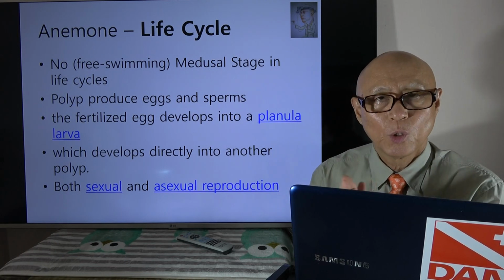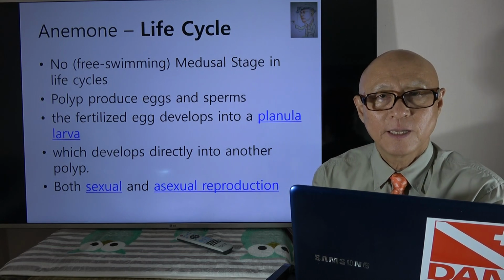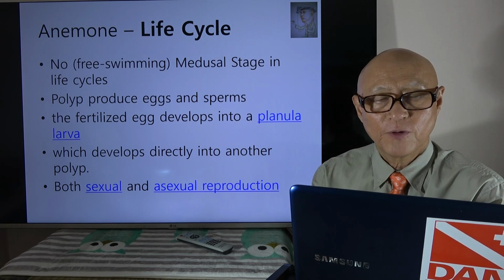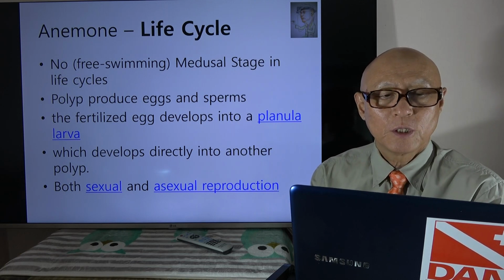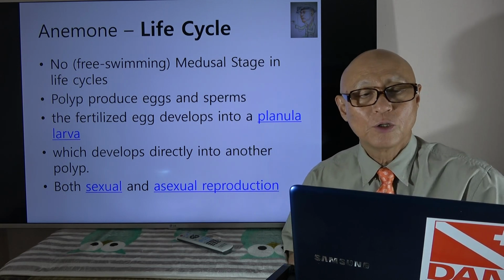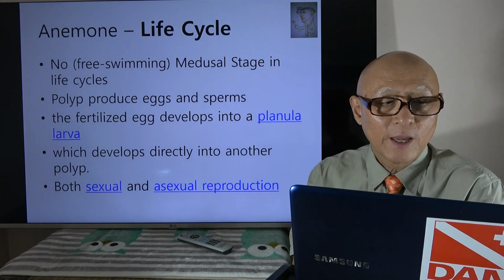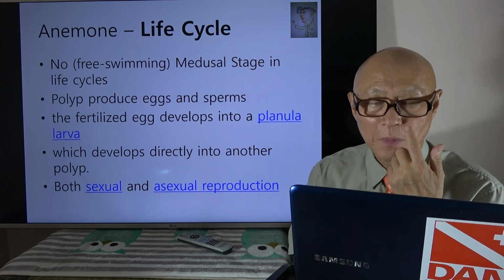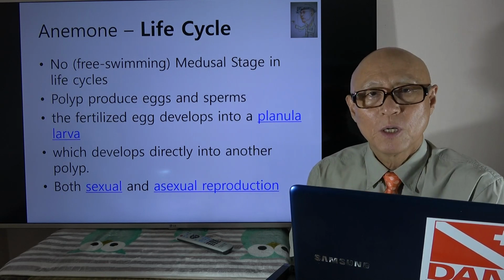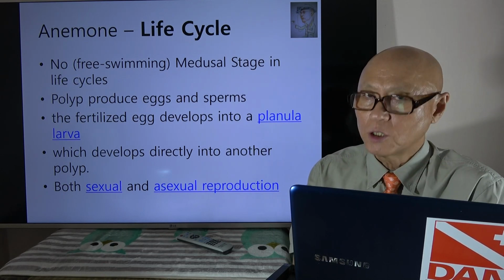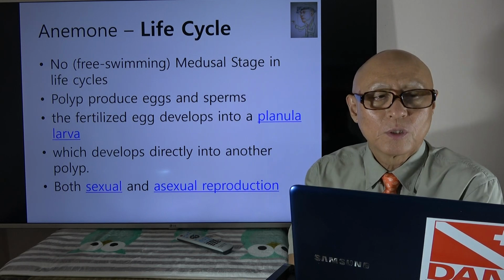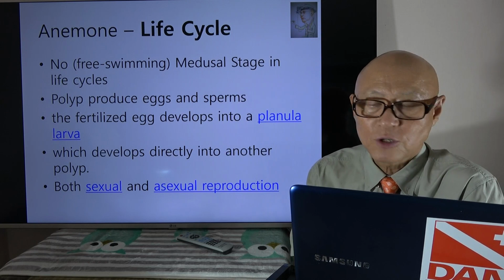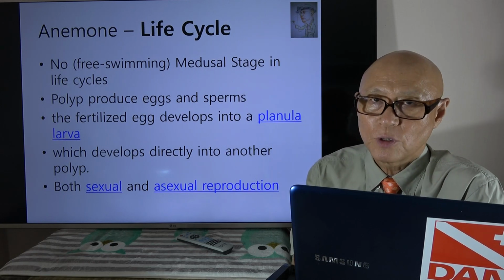Polyps will produce egg and sperm together. So the fertilized egg will develop into a planula larva, and this develops directly into another polyp, and the polyp will find a place to stick to. So anemones do both sexual and asexual reproduction.